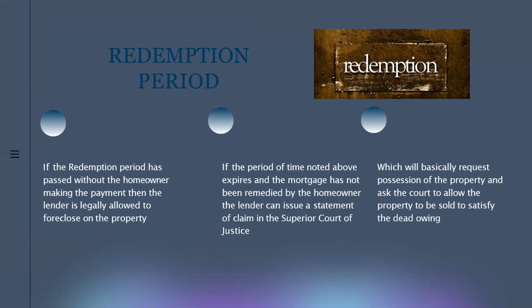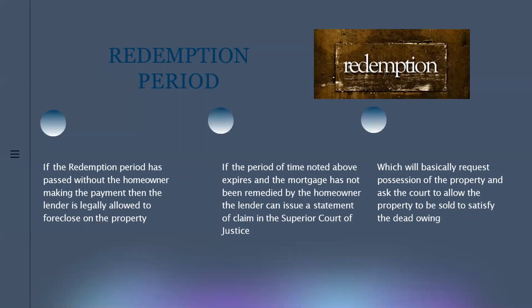Okay, sounds good, Ian. So, redemption period. If the redemption period has passed without the homeowner making any payments, then the lender is legally allowed to foreclose on the property. If the period of time noted above expires and the mortgage has not been remedied by the homeowner, the lender can issue a statement of claim in superior court.